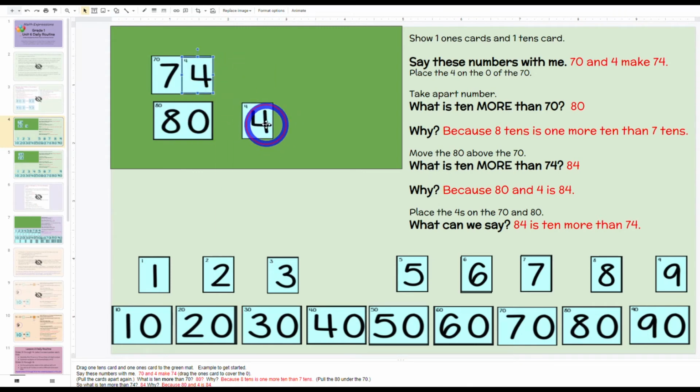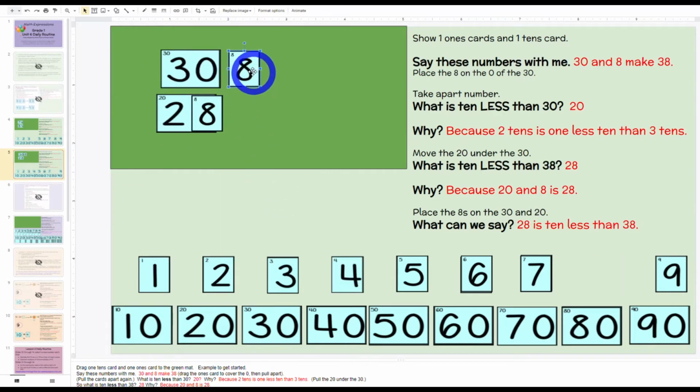74 plus 10 more is, class, 84. We did it with minus. 30 plus 8 equals 38. Boys and girls, what's 10 less? 28. 38, 10 less than 38 is 28. So they're going to get better at this.